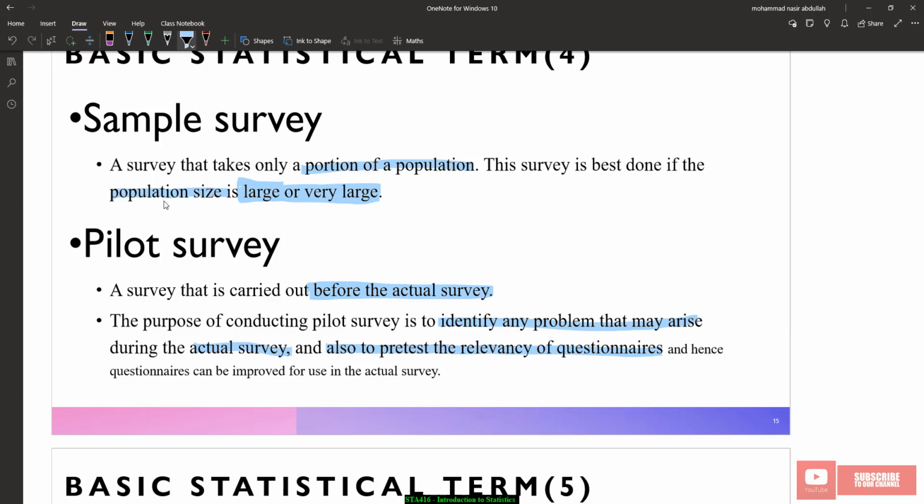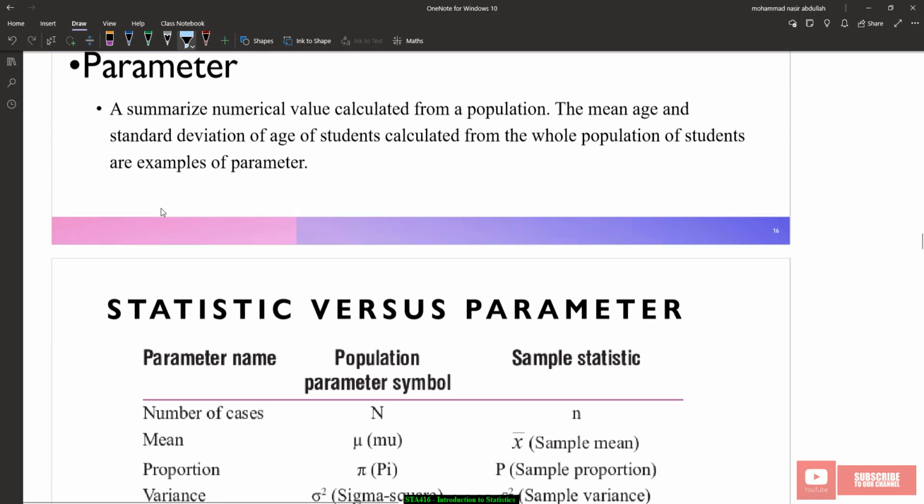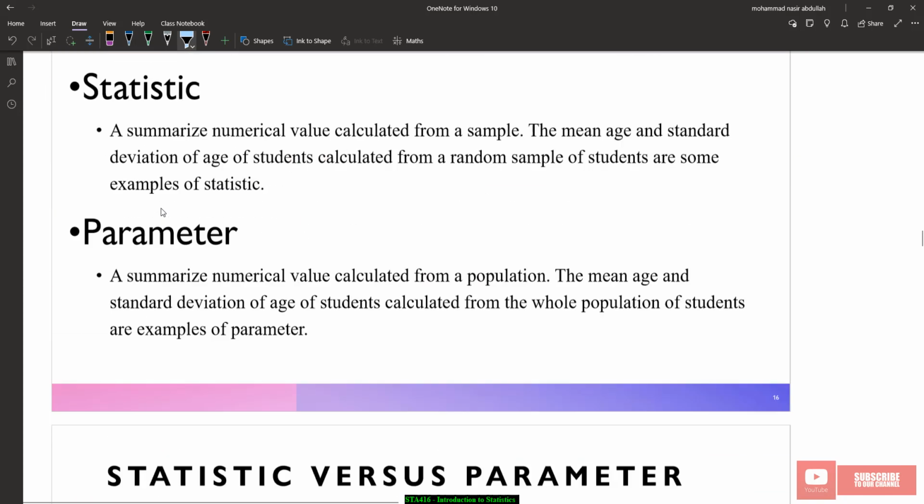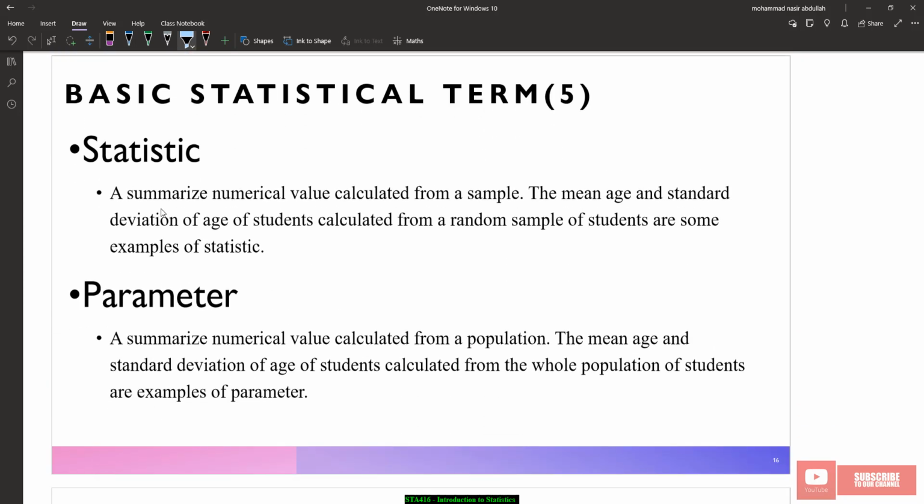Alright, so now let's look at another term. I hope this one is the last. Okay, second last. We have another term we call statistic, without the S. The term we discussed earlier is statistics with an S. Statistics means the field of how information is collected, organized, analyzed, interpreted, and presented.